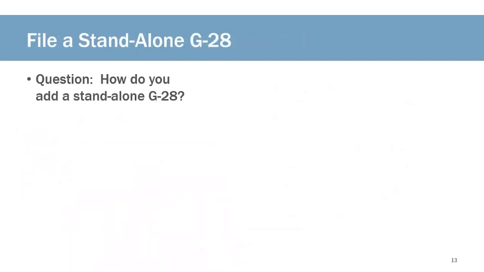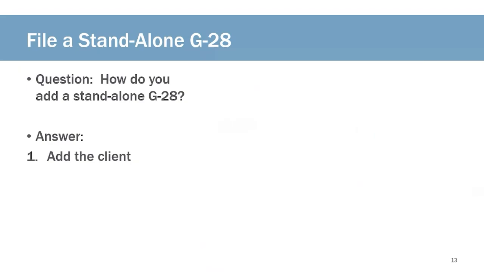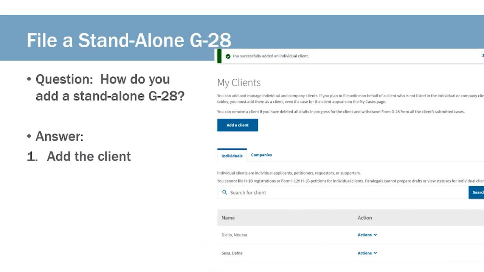Okay, so now that the case is in the applicant's account and there is no legal representative associated with it, what steps does the new legal representative need to take? The very first thing, the legal representative must add the client. From the home page, they would go to My Clients and select the blue button that says Add a Client. Then they have to choose if it's an individual or a company client. For our purposes, this is an individual client. Then they enter the client's name and email address.